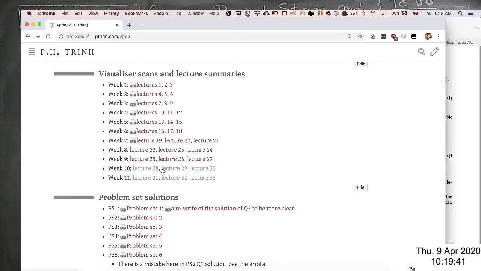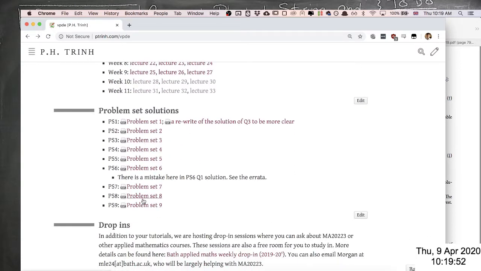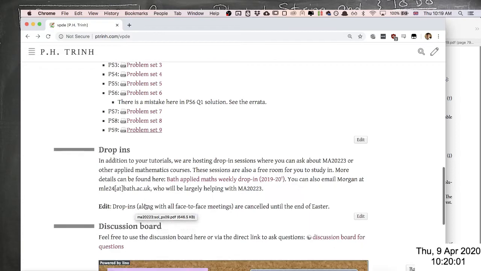We're going well into Easter, so I haven't quite decided how far up we'll go. The problem set solutions have been released up to problem set number 9, and problem set number 10 is that last topic on the uniqueness of solutions. Okay.